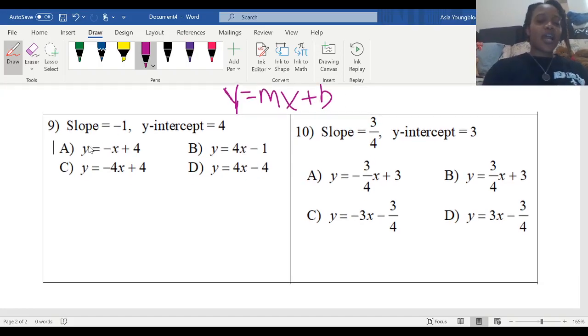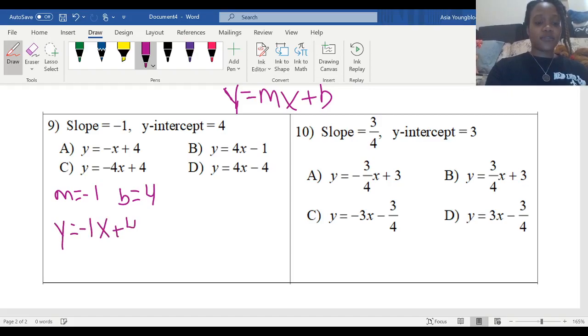So for this problem number 9, the slope is negative 1, so that means our m value is negative 1. Our b value is 4. So your answer is going to be y equals negative 1x plus 4, which we see is A.